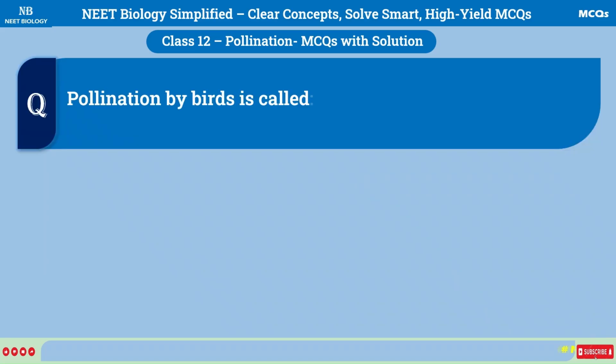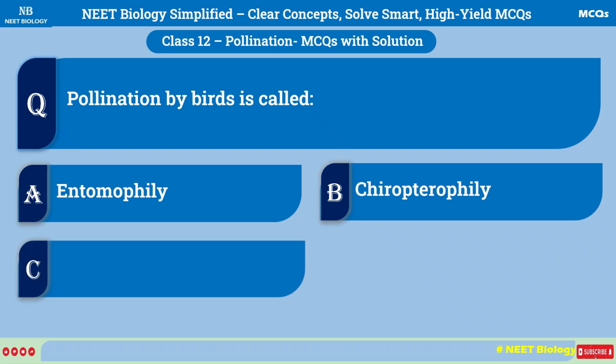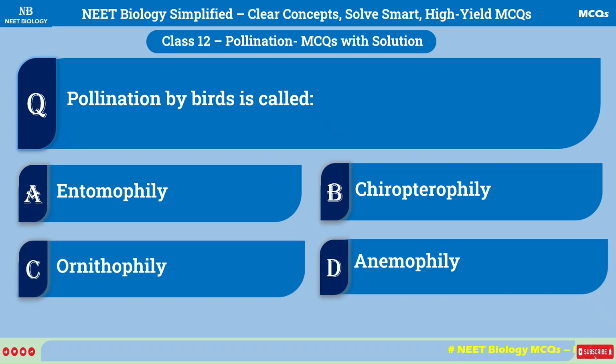Pollination by birds is called: A. Entomophily, B. Chiropterophily, C. Ornithophily, D. Anemophily.